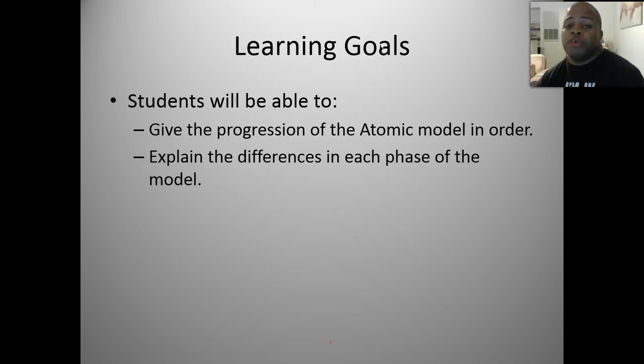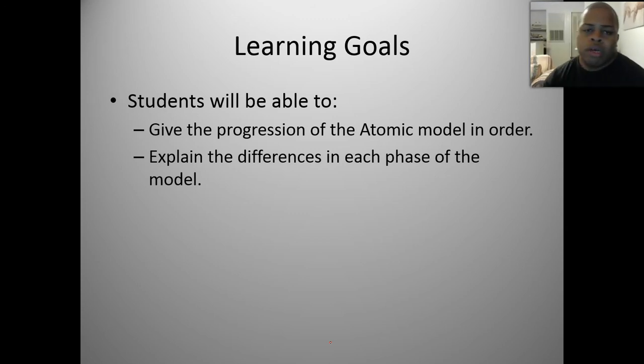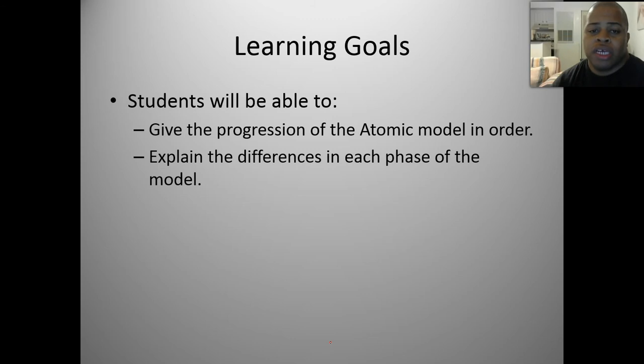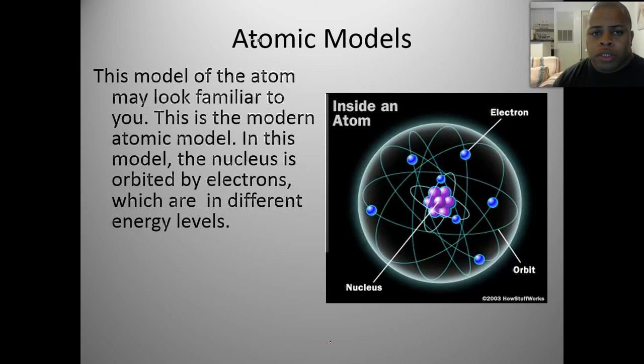The things you should be able to do at the end of this first part are to give the progression in order of the atomic model, starting from the earliest model, moving all the way to the current model, and explain the differences in each phase of the model. That includes the scientists and their experiments. It's very important that you know what they did so you can pick out how they added to the model.